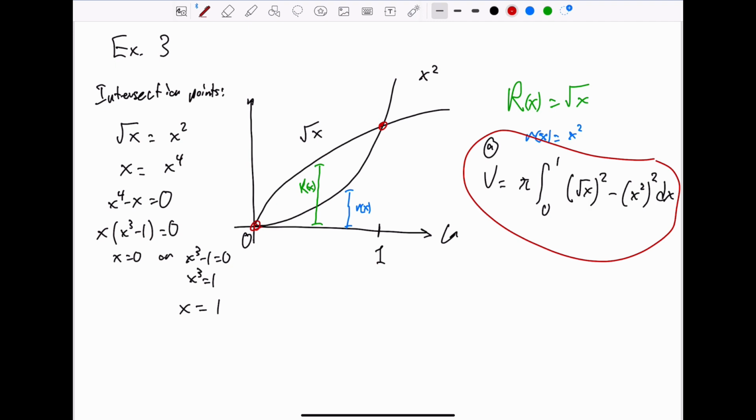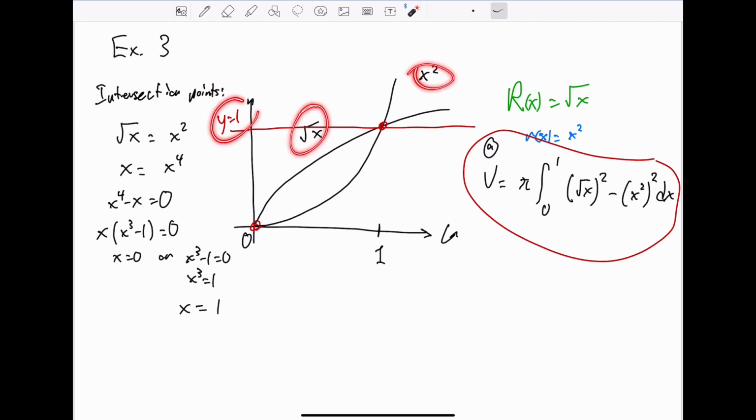Let's take a look at part B. For part B, we're rotating this shape not around the x-axis, but around the line y equals 1. This is something new. We have not seen how to rotate around a line other than the x-axis. So if we want to rotate around the line y equals 1, that's right here. Notice that if you plug in x equals 1 into either of these functions, you get y equals 1. So this is our line y equals 1. And now we want to rotate around this line.